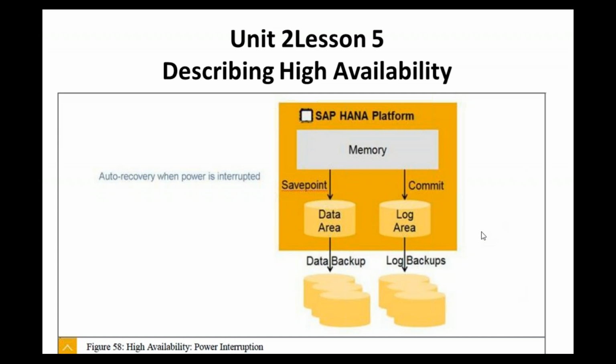So here we are describing high availability. High availability, in the sense that, let's say we have some access of data, data backup. Data backup is done in multiple servers. So we have a data area and a log area. So we have commit here, savepoint.